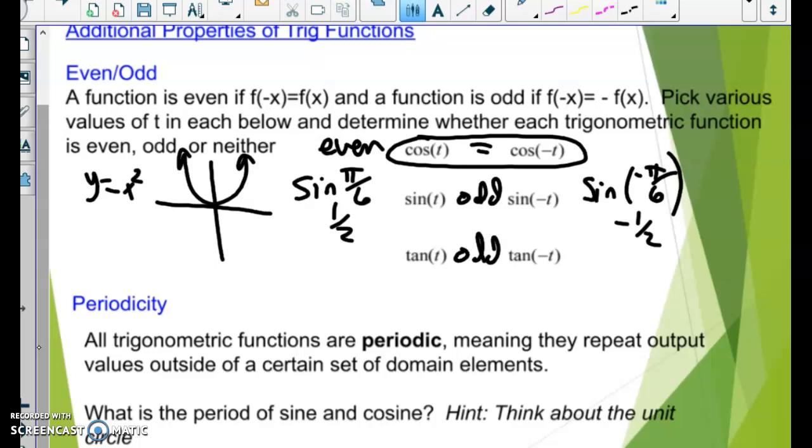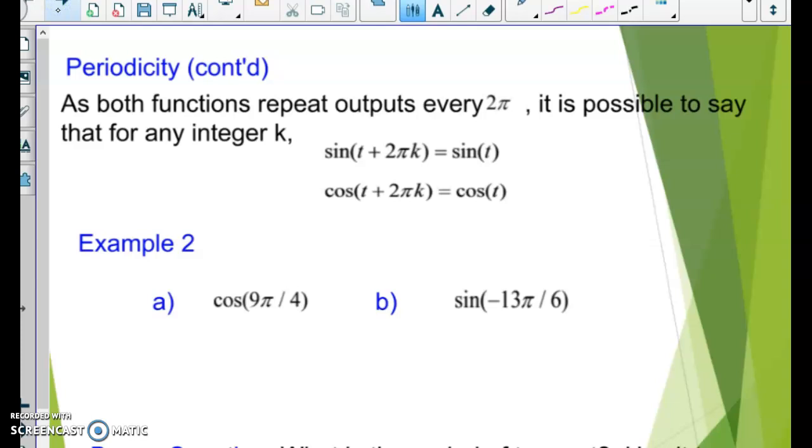And periodicity: trigonometric functions are periodic, meaning that they repeat output values outside of a certain set of domain elements. What is the period of sine and cosine? Well, we know that they are both 2 pi. And we also know that the period for tangent is pi.